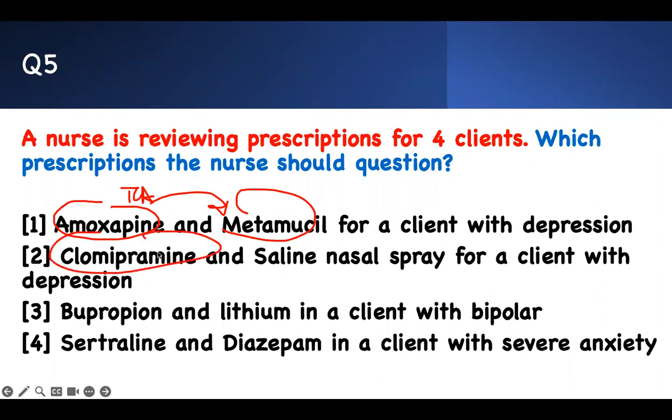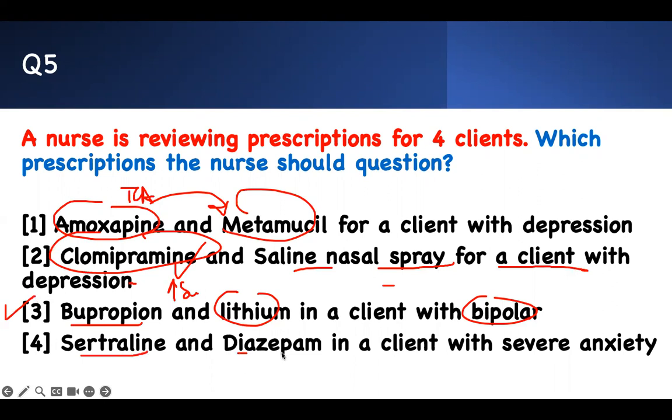Clomipramine is another TCA, and we're using saline nasal spray for a client with depression because it causes dry nose. So that is fine. Bupropion and lithium. Lithium is a mood stabilizer in the bipolar patient. Bupropion gives you too much energy. If you increase your energy, it's going to worsen your bipolar. We've got to clarify this.